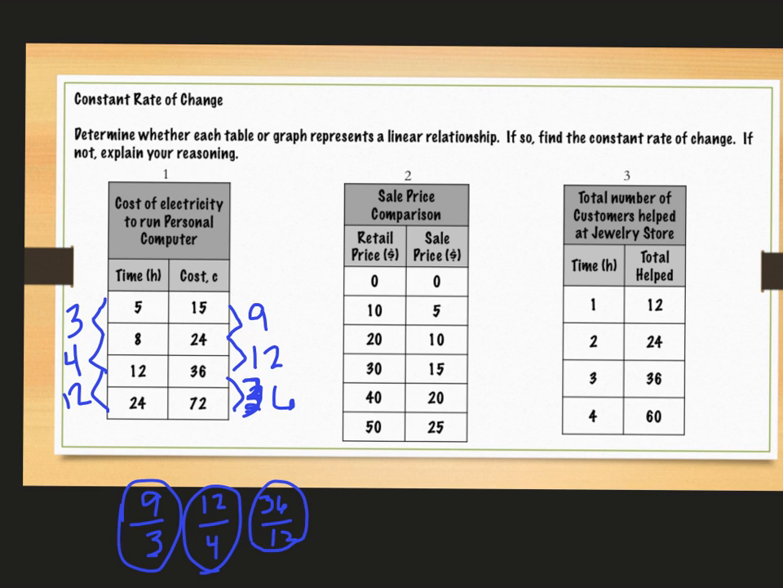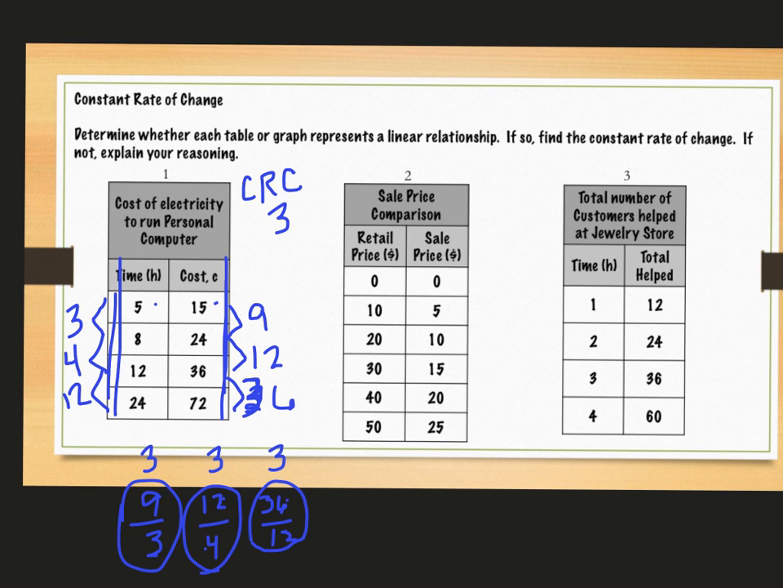So 9 divided by 3 is 3. 12 divided by 4 is 3. 36 divided by 12 is 3. So my constant rate of change is 3. So the change in y and the change in time is 3. So as the time increases, the cost increases by $3. So as the hour goes up, the cost goes up 3 to run your computer. That's assuming you don't do anything else to it.